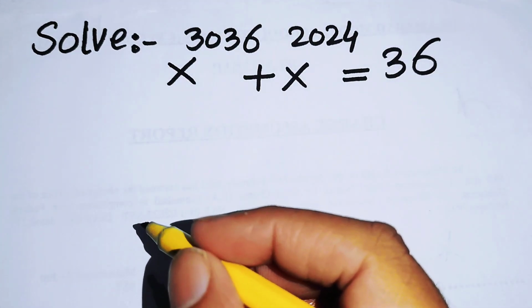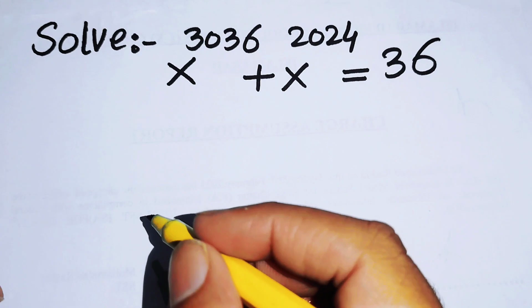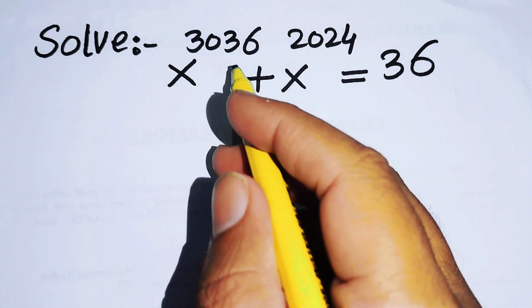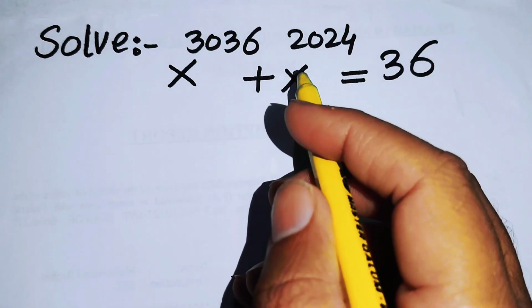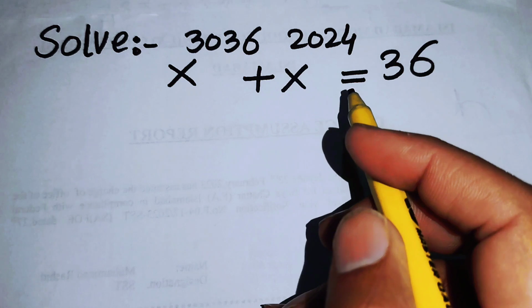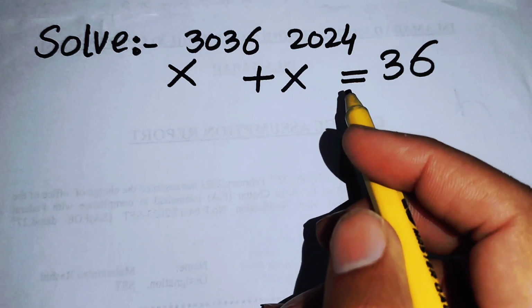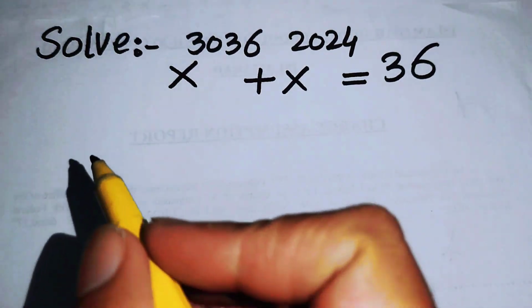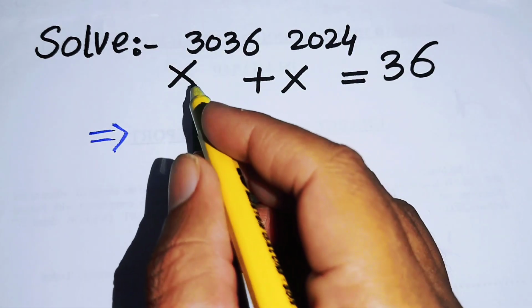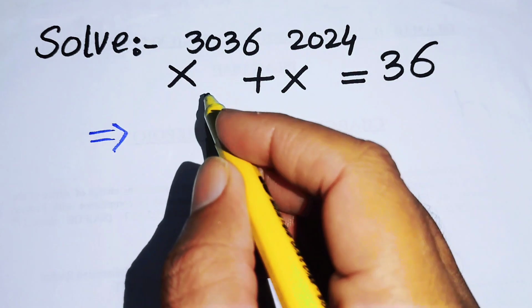In this video we are going to solve this nice algebra problem, and here we have x to the power of 3036 plus x to the power of 2024 equals 36, and we will solve this problem for the values of x. So the very first thing we are going to do is rewrite the exponent of the left hand side.